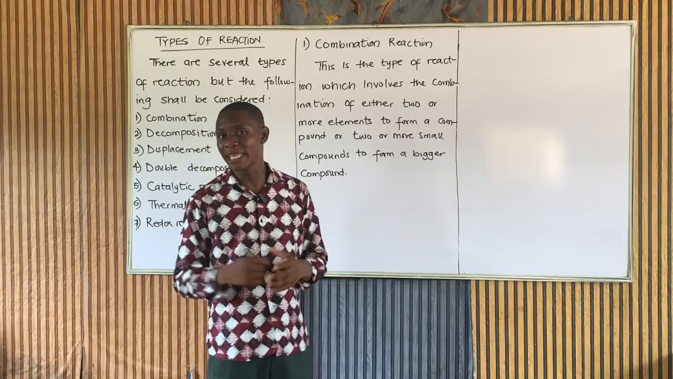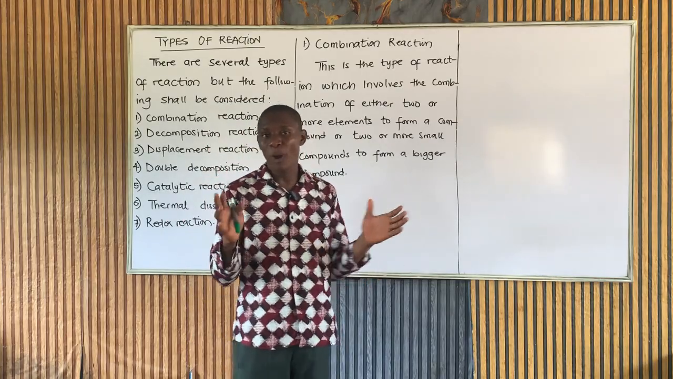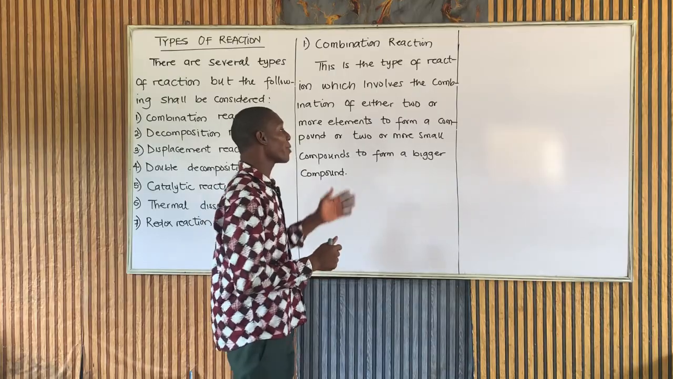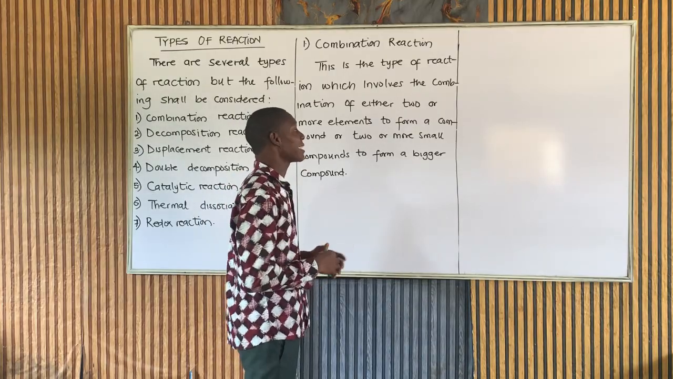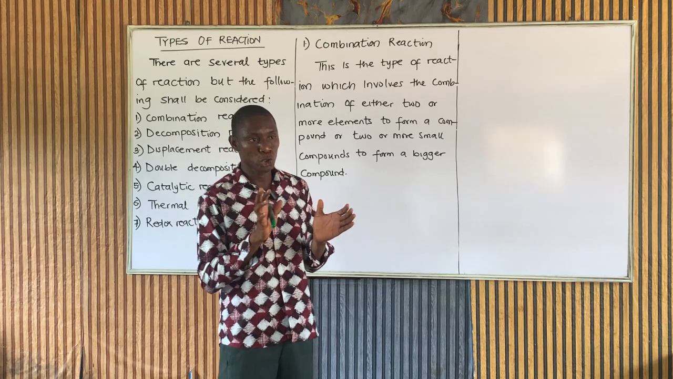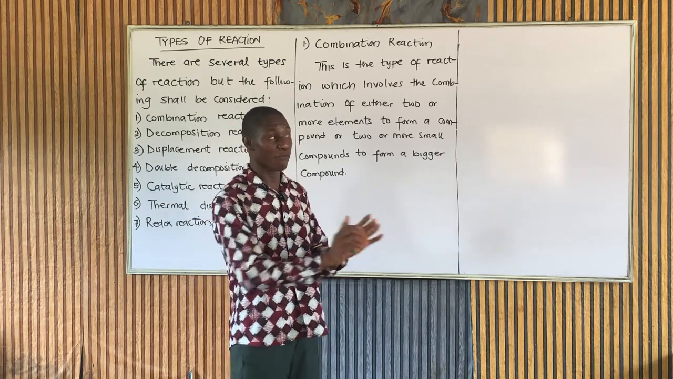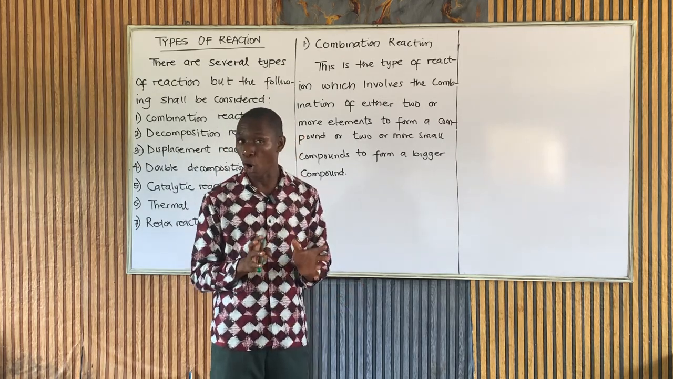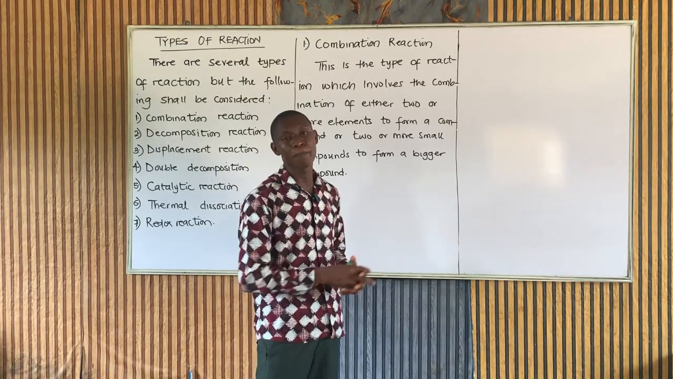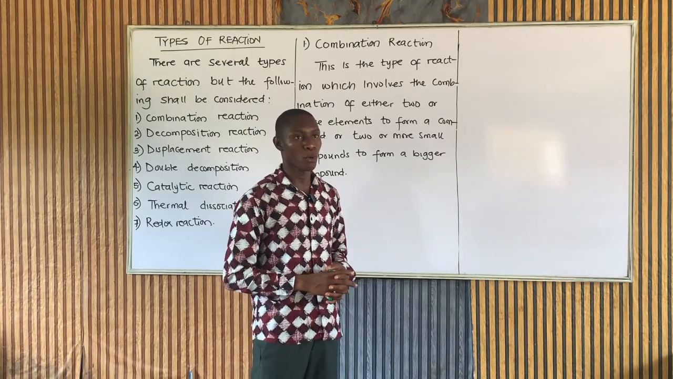You know, just like the name goes, combination. When two or more things combine together, that is combination. And so combination reaction is simply the type of reaction which involves the combination of either two or more elements to form a compound, or two or more smaller compounds to form a bigger compound. What do I mean by this?